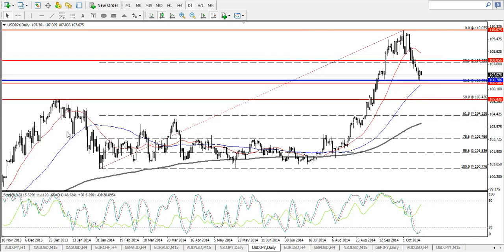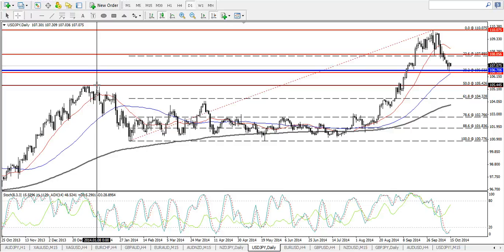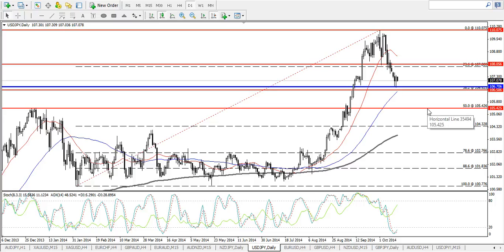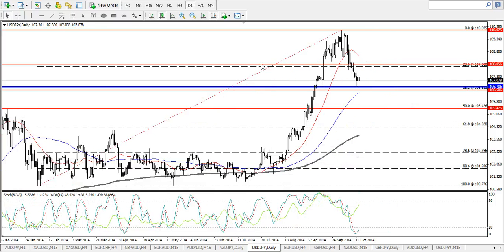That is because that was a previous high back in January 2014, and therefore I am seeing that this might become a resistance turn support level at the retracement level of 50% as well. Alright, so we shall see what's going to happen next.